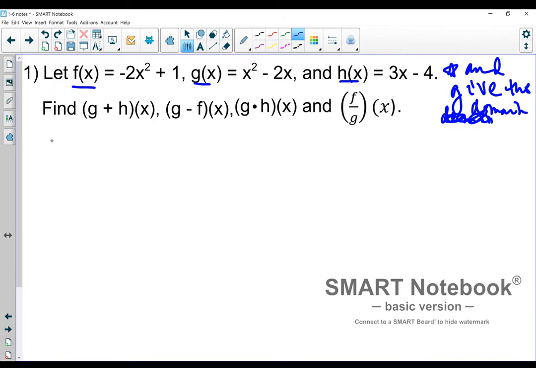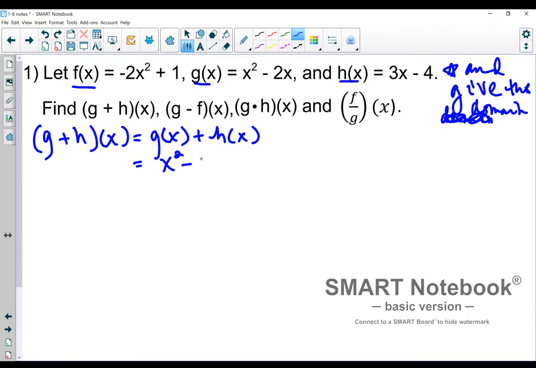So for our first one, when we do g plus h of x, we know we're just going to take those two functions and add them. We'll take g of x and add h of x. You don't really have to write that part. I think it's just good for our notes. So g of x is x squared minus 2x plus h of x is 3x minus 4. And then we're just going to go through. The parentheses aren't really doing anything. I'm not distributing anything, so I'm just going to put my like terms together. So x squared plus x minus 4.